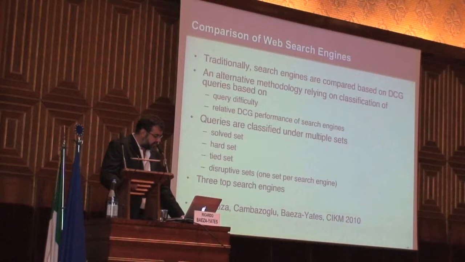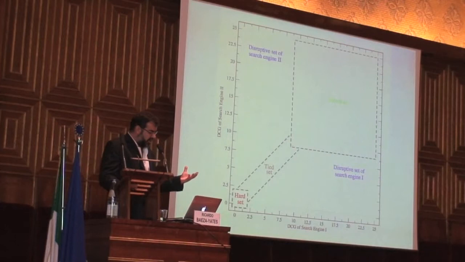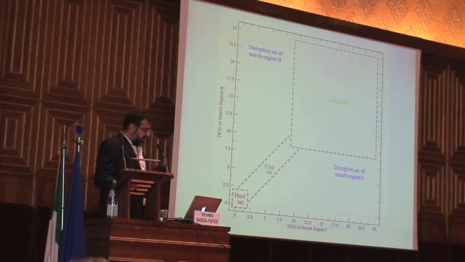And we tried this with the three top search engines. So what's the idea? These are the sets. So let's take in one axis the DCG of one search engine, and let's take on the other axis the DCG of the other search engine, and here you get these five sets. So solved set, let's say, is this. It's a weighted DCG.